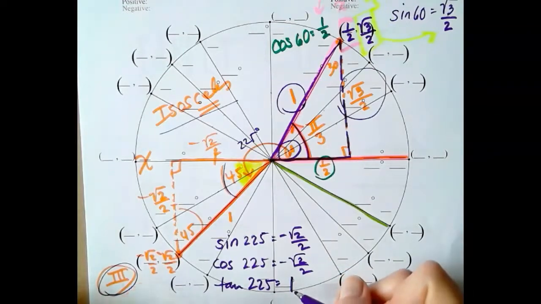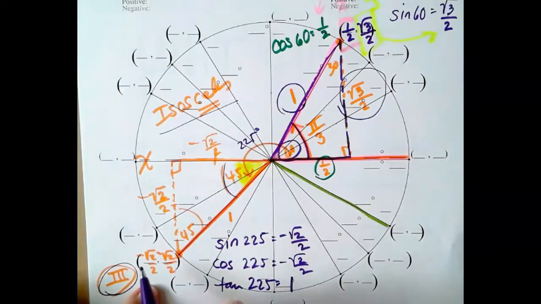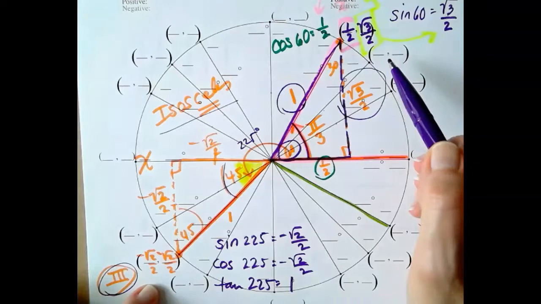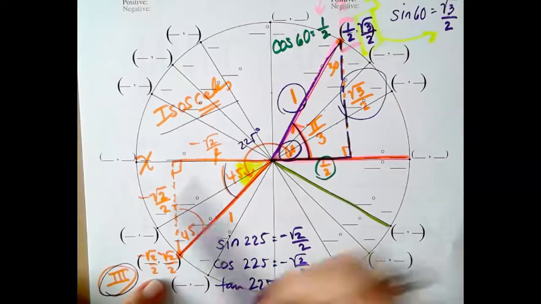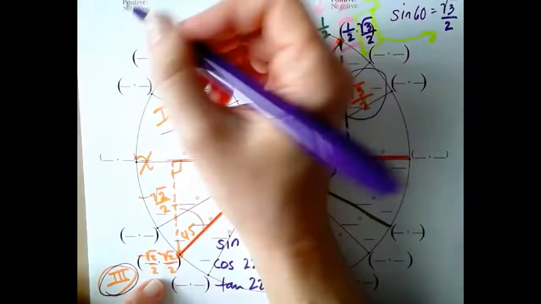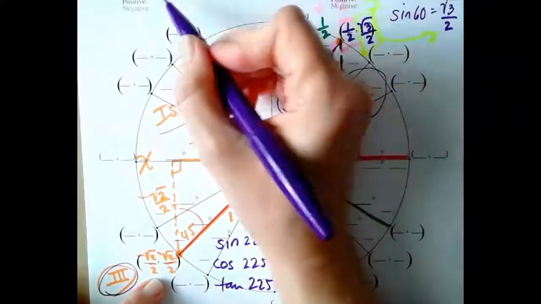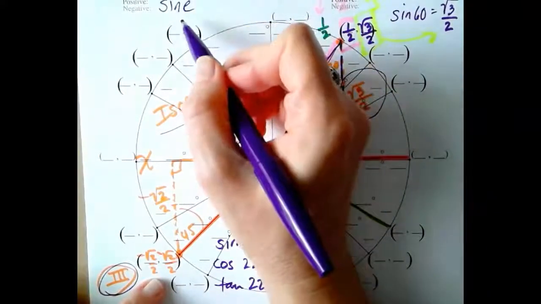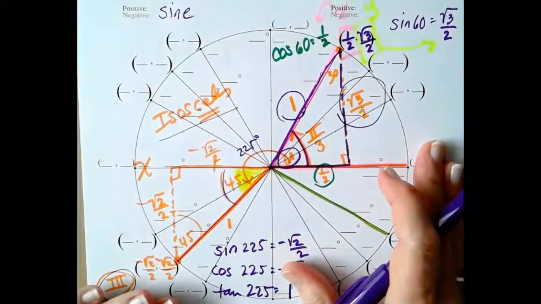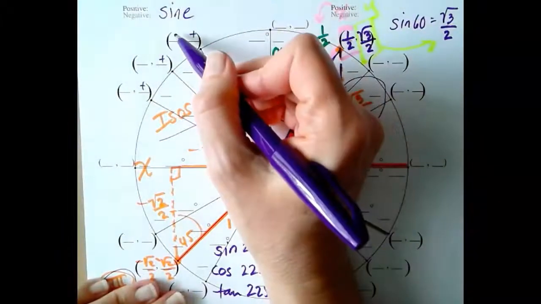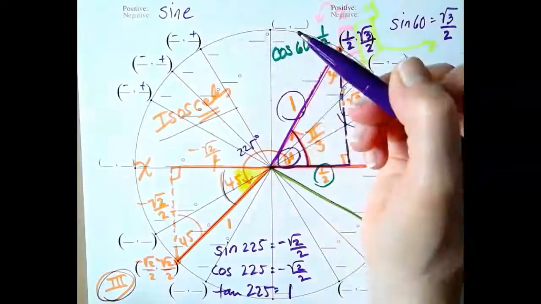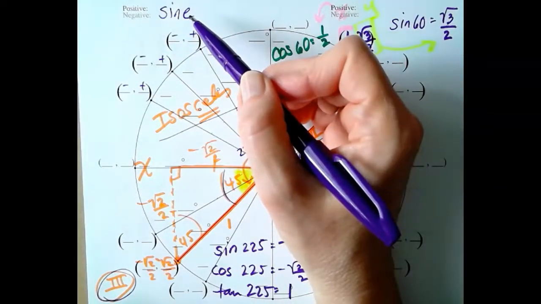Our tangent value in quadrant 3 is positive because both the x and the y coordinates are negative. We have everything positive in quadrant 1 and only the tangent positive in quadrant 3 because both the x and the y are negative. So if the sine is the y coordinate, then the sine function must be positive in quadrant 2 because all of these y coordinates will be positive while all of the x coordinates would be negative, meaning the sine would be positive in quadrant 2.